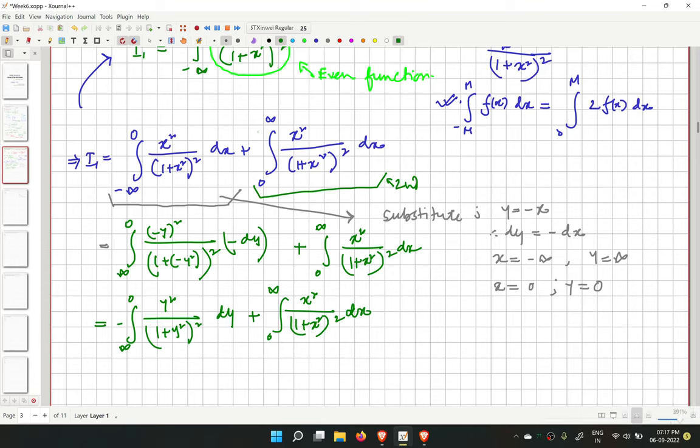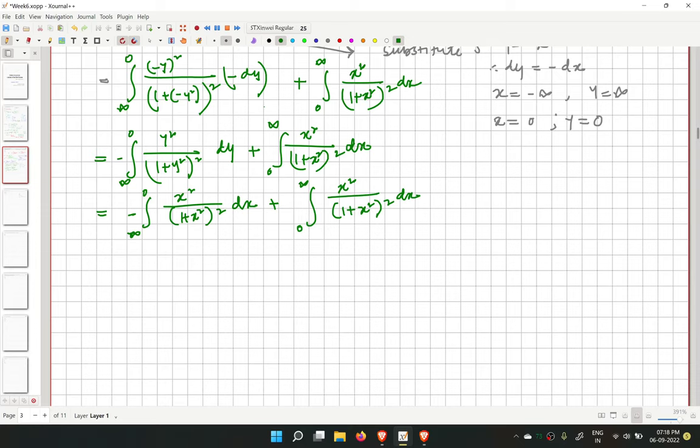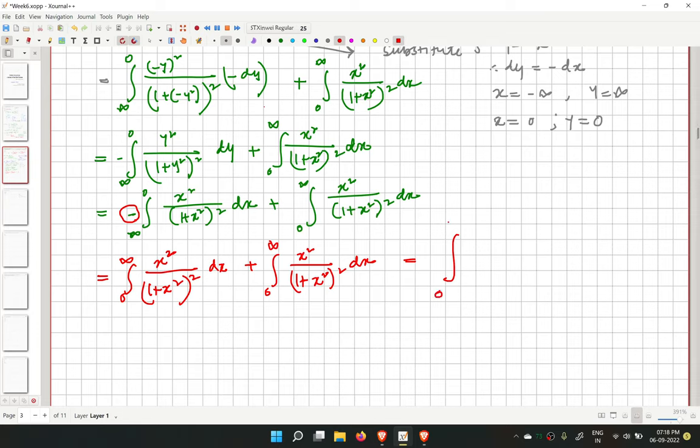Now notice here that y and x are just dummy variables. So when you do the integration, it doesn't matter how we represent it. So here we can write y just as x also, right? So this will be minus infinity to 0 x square over (1 plus x square) whole square. Okay, and here you can see that if you absorb this negative sign and change the limits, then the first term and second term will become identical. Right, then we can write them as this.